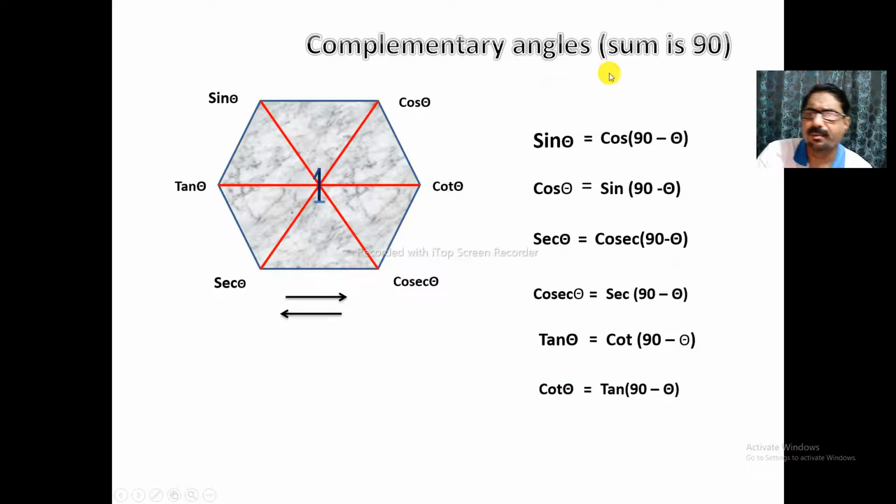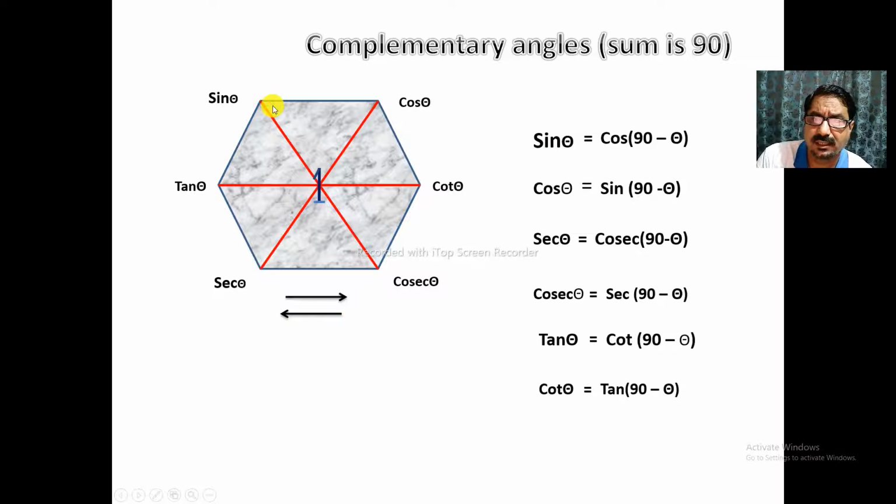This one is the complementary angle. All of you know what a complementary angle is. When you add two angles and the sum is 90 degrees, you call it a complementary angle. Similarly, for a supplementary angle you have a total of 180 degrees, right? So here you move this way or this way.